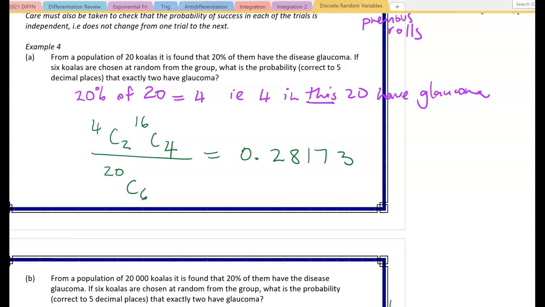So as soon as you pull one out, your sample space changes because you're pulling one out and your probability changes. Because if you've pulled a koala out who's got glaucoma, then your probability will be different to if you pull one out that doesn't each time. So in this case, this is one of those ones where in one of the very first lessons we did on discrete random variables, you had to use counting to work out the probability because each trial is not independent. Once you pull out a koala, you don't return it back to the pool of 20.